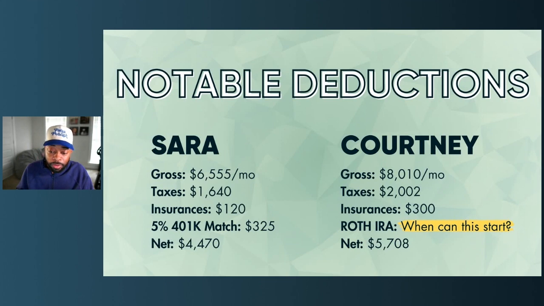For Courtney, we have a gross of $8,010. Taxes for him is $2,002. Insurance is $300. Roth IRA, that's where I just mentioned before, we're going to see when can this start. Right now, we can't start it because we have high interest debt we need to get rid of first. And then that takes his net down to $5,708.